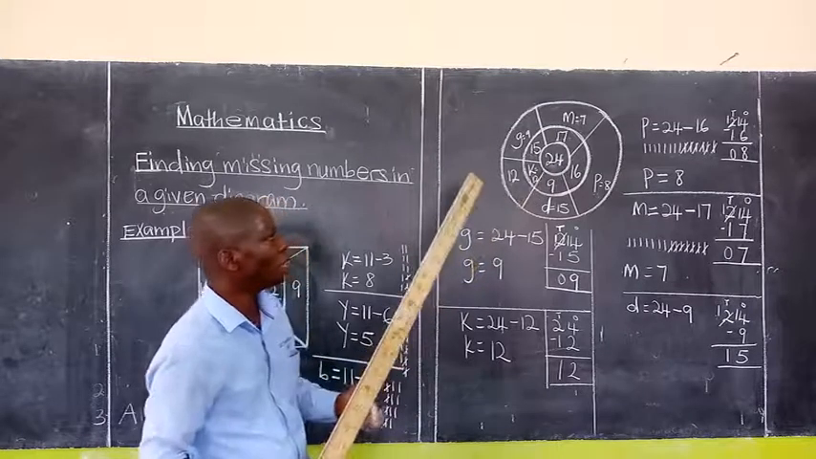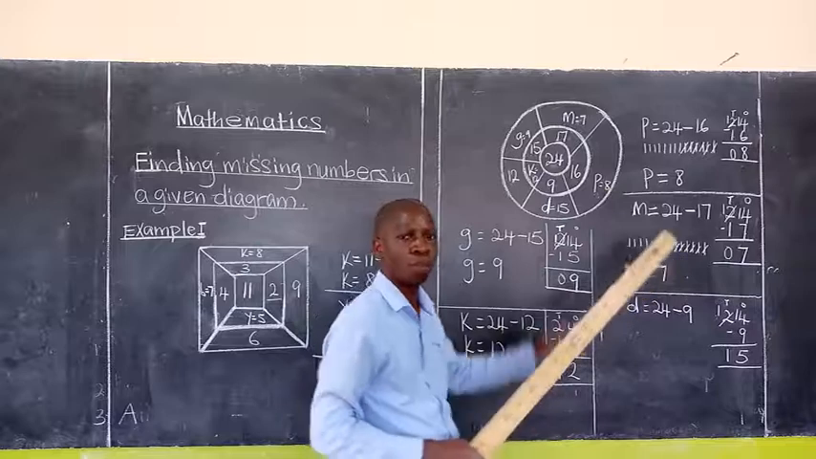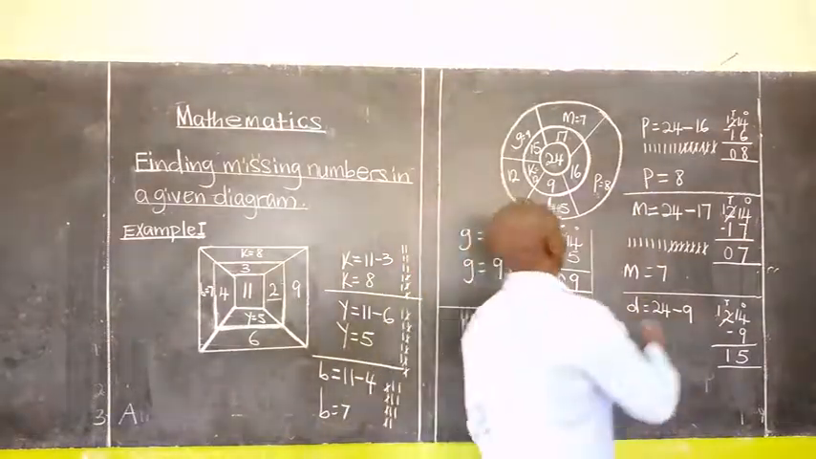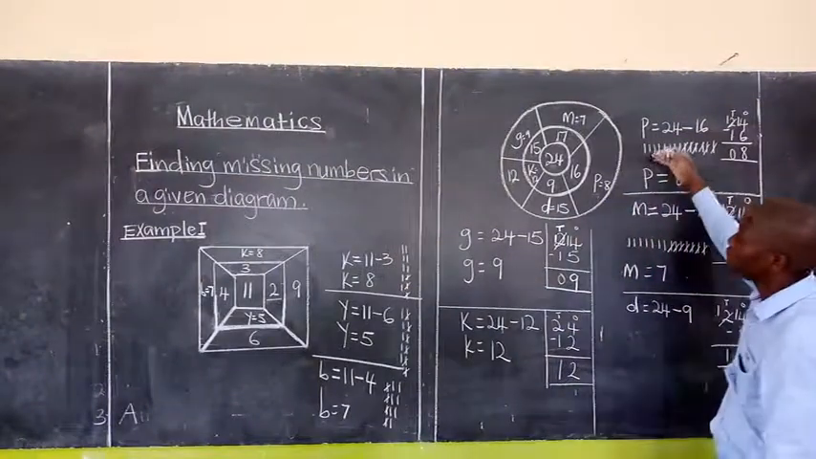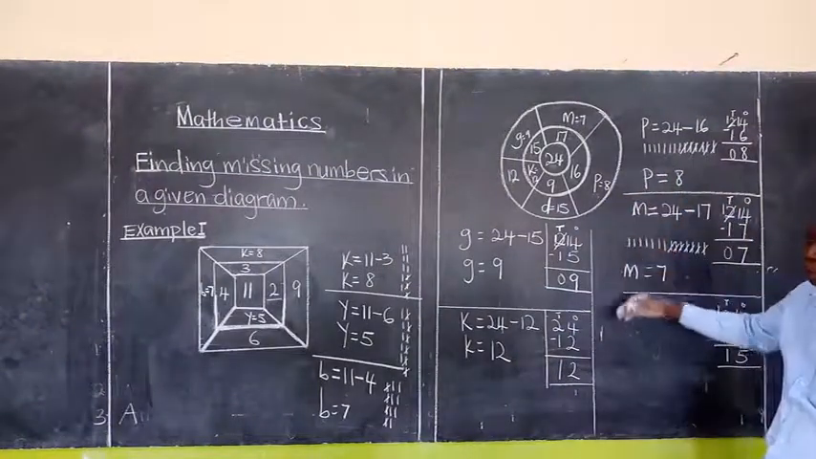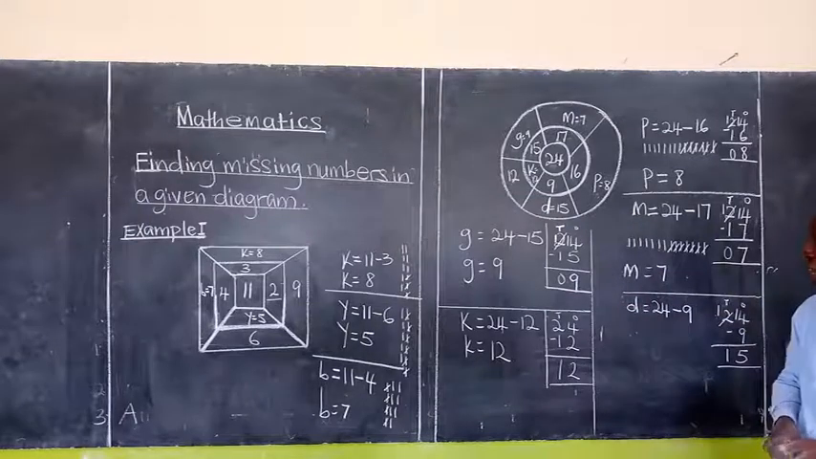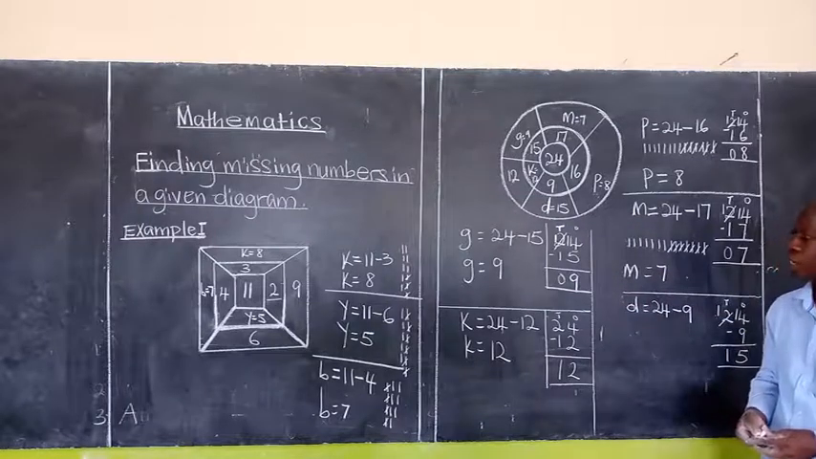But the procedure is subtraction. You keep on subtracting until you get the answer. So the procedure is subtracting. That's the way of doing it. You keep on subtracting until you get the answer.